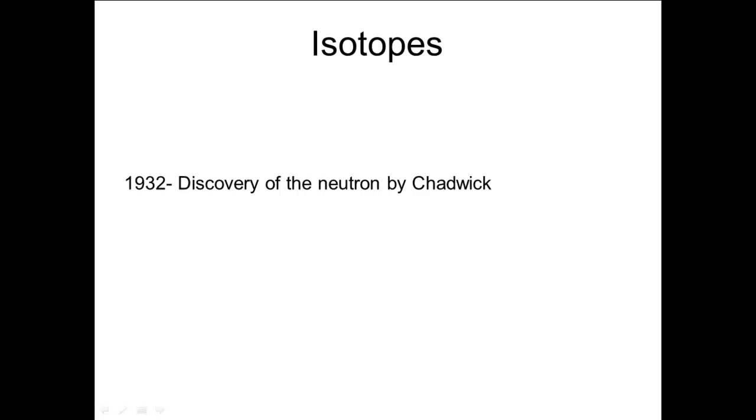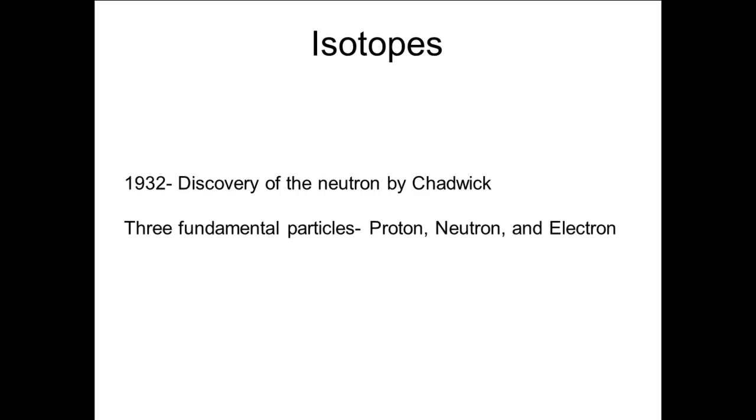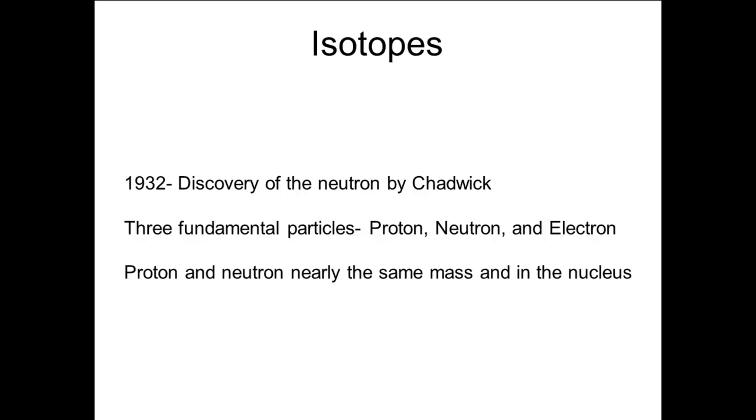With the discovery of the neutron in 1932, the list of fundamental particles was thought to be complete. There are three fundamental particles: the proton, which has a charge of +1, the neutron, which has no charge, and the electron, which has a charge of -1. The masses of the proton and the neutron are almost, but not quite, the same. These particles are in the nucleus of the atom, down in the center of the atom covered by the electrons.